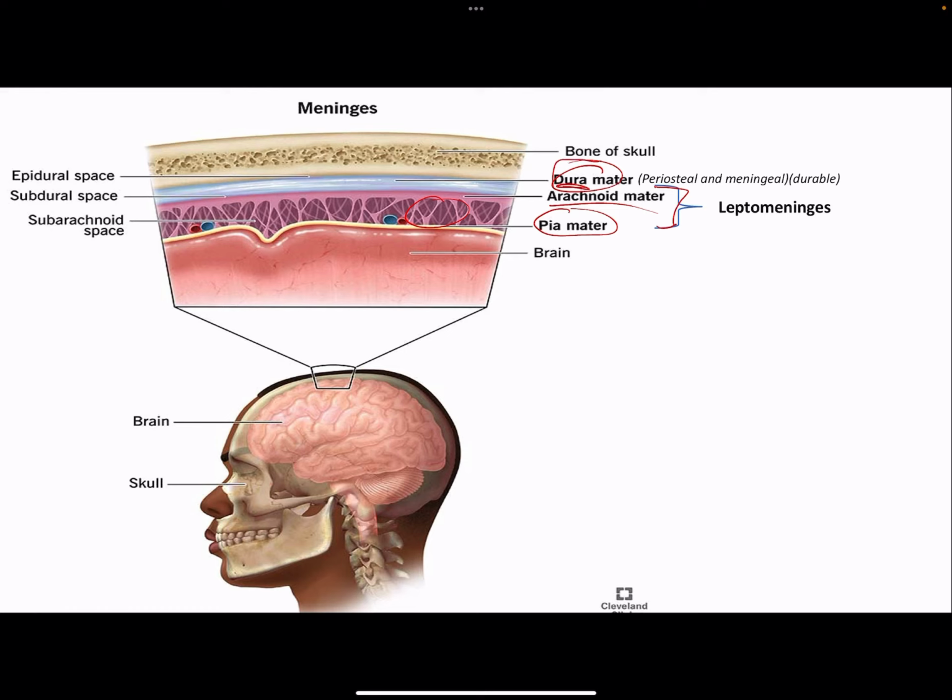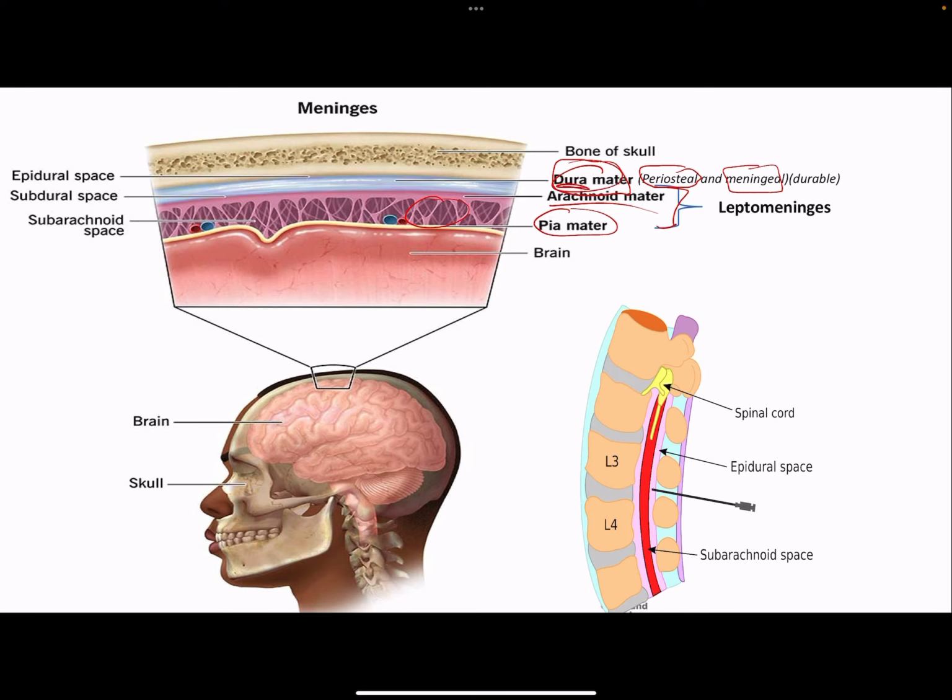Now, when we do talk about the dura, though, it is important to make a distinction. We have the periosteal, also known as cranial dura, and then the deeper meningeal layer. And there's going to be an important distinction between those two when we're looking at divisions of the brain. So one more note on the subarachnoid space. This is where we might administer medications. We might also extract cerebrospinal fluid from here for analysis.